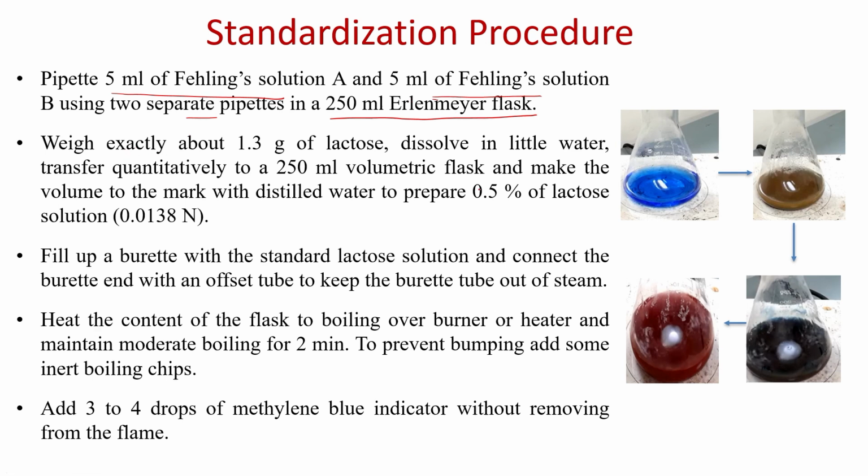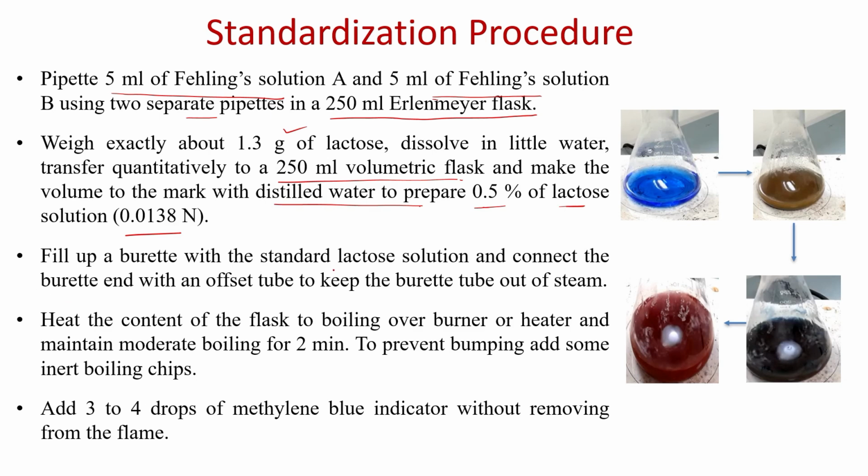Then you prepare 0.5% lactose solution. You take 1.3 gram in a little water, dissolve it, and transfer it to a 250 ml volumetric flask, making up the volume with distilled water. So 0.5% of 250 ml is around 1.3 gram. This way you are preparing the 0.5% solution of lactose, which is around 0.0138 normal. So this is the standard lactose, and from this concentration you will calculate the strength of the Fehling solution.